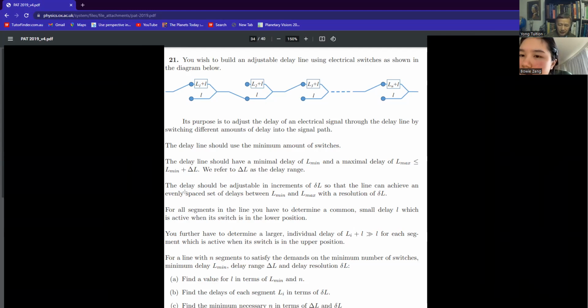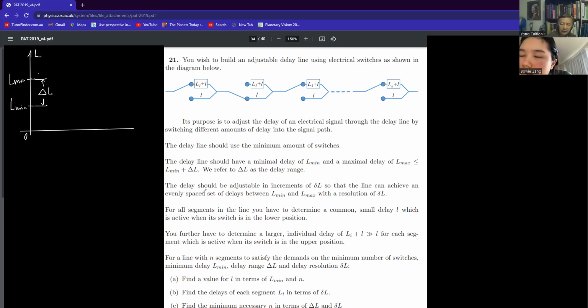Can you read the other description? I'm just trying to digest their question. The delay has a certain range, right? If this is the total delay L, this is the maximum, this is the minimum, and that is called delta L. I use this graph to illustrate the condition given. Can you see that?